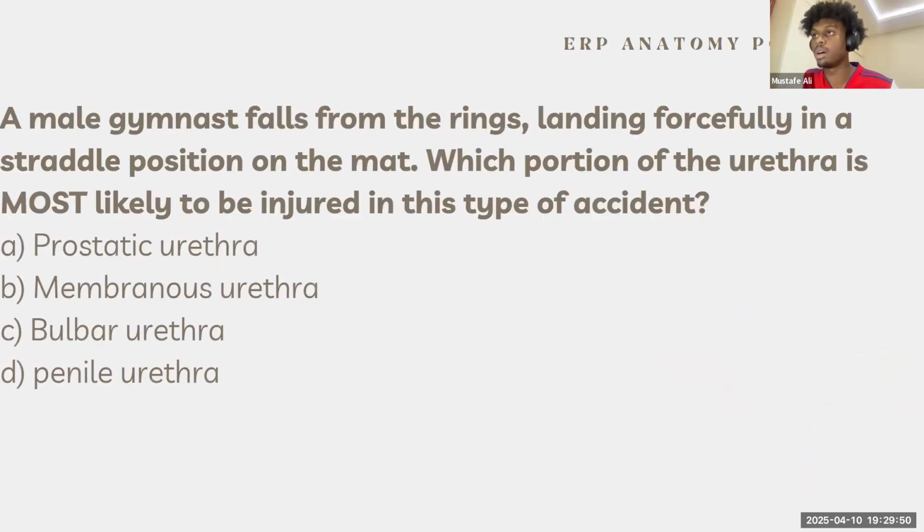A male gymnast falls from the rings, landing forcibly in a straddle position on the mat. Which portion of the urethra is most likely to be injured in this type of accident? What do you guys think? The answer is C, the bulbar urethra.